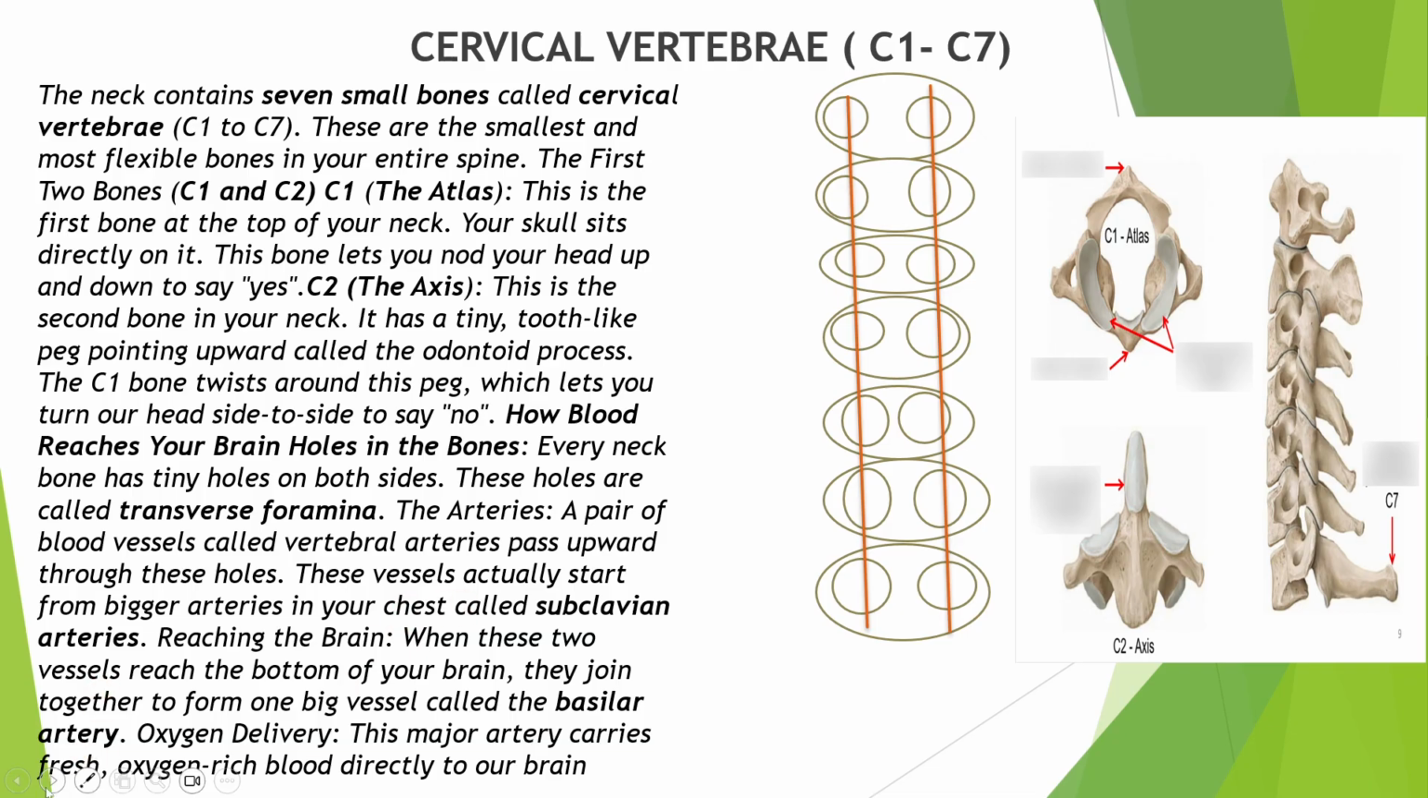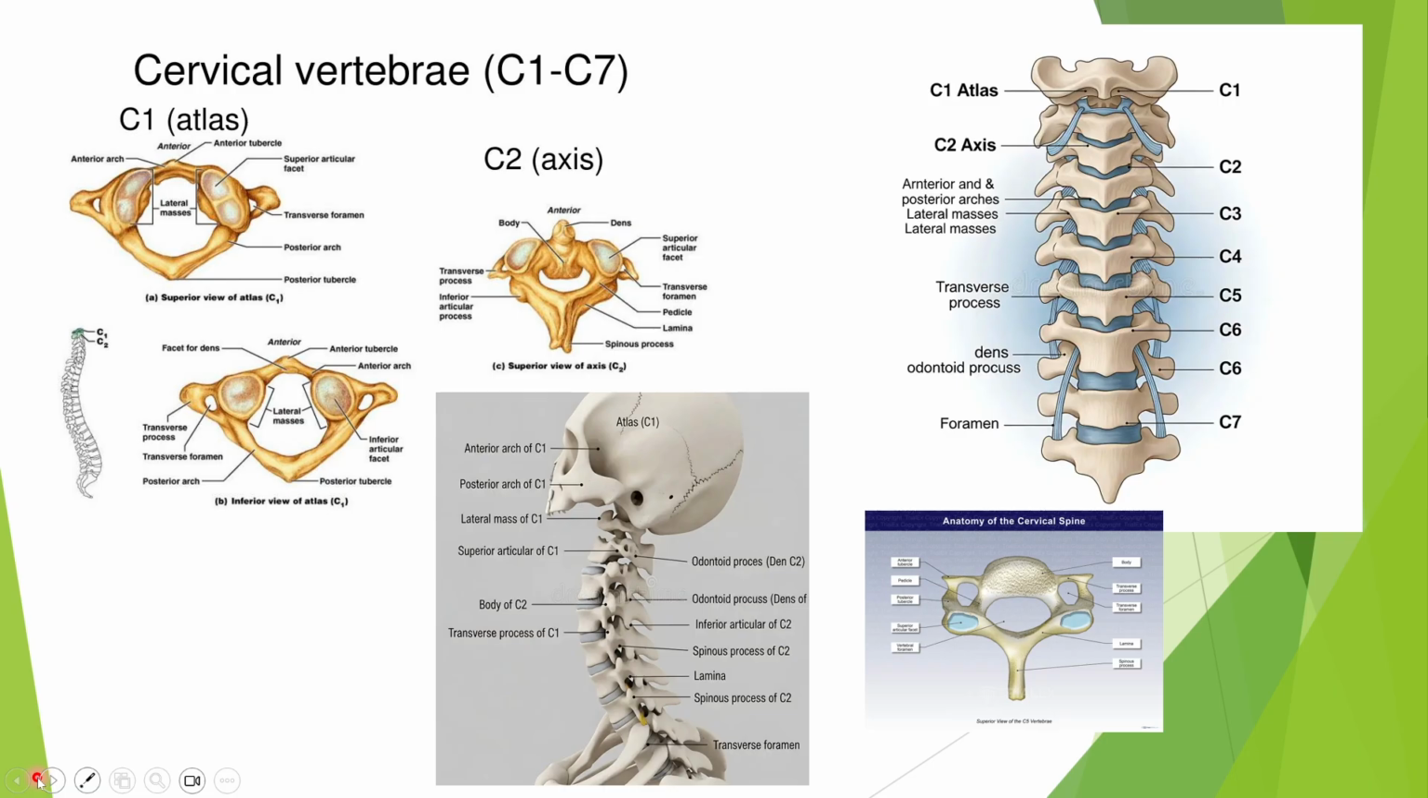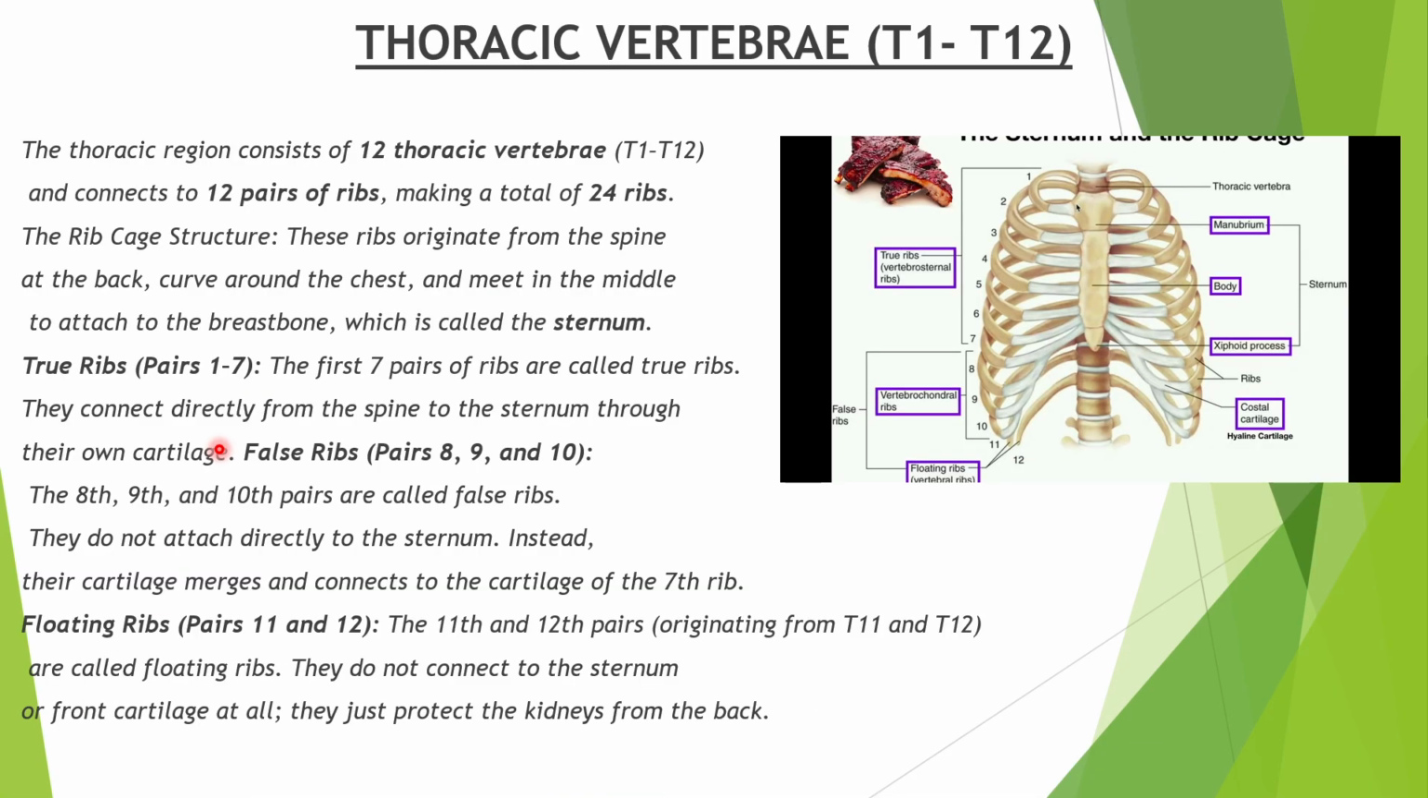So simple. Next, you can see here the cervical vertebrae, C1 to C7, seven in number. In between them there is a disc, and there is an odontoid process. From C1, the skull is pointed here.